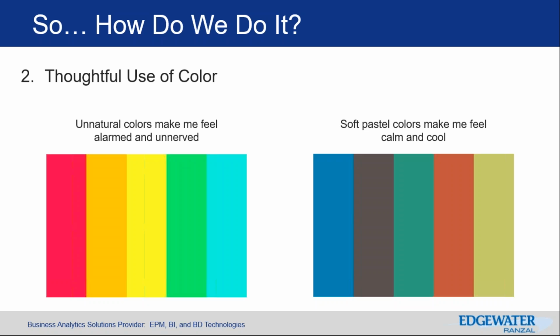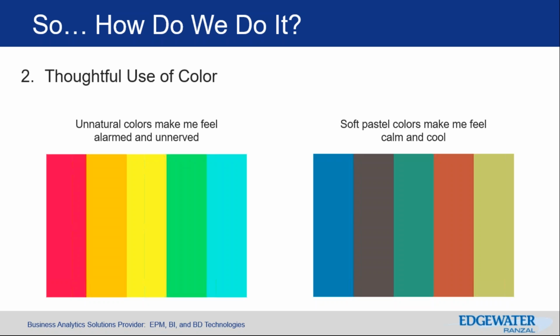Studies have shown that bright, unnatural colors usually make people feel alarmed. When you see something that's super bright, it almost makes you a little apprehensive. Your blood pressure goes up a little bit. On the other end of the spectrum, soft colors, pastel colors, make us feel calm. I think this is important to know because unless you're trying to communicate a very alarming event to your users, you should steer away from colors that make them feel alarmed.